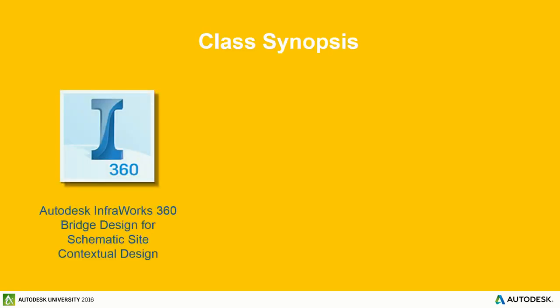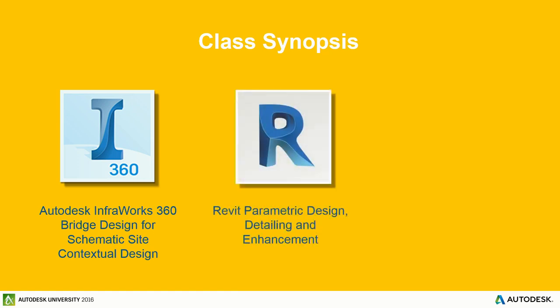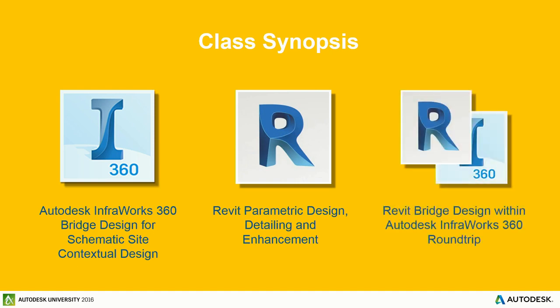Our class synopsis is very, very simple. We're going to use Autodesk InfraWorks 360 and take a look at the bridge design module to do some site schematic designing. We'll then jump into Revit and move that information into Revit so you can see what data you get and why you get what you get, and also for detailing and things like that. And then we'll take that information and bring it back into InfraWorks so we can see the end result.